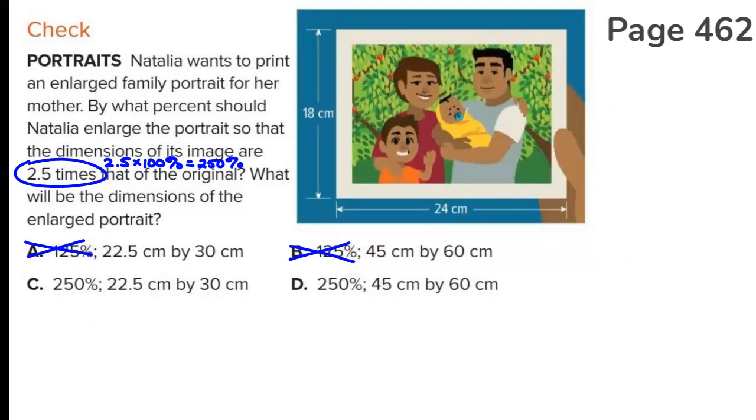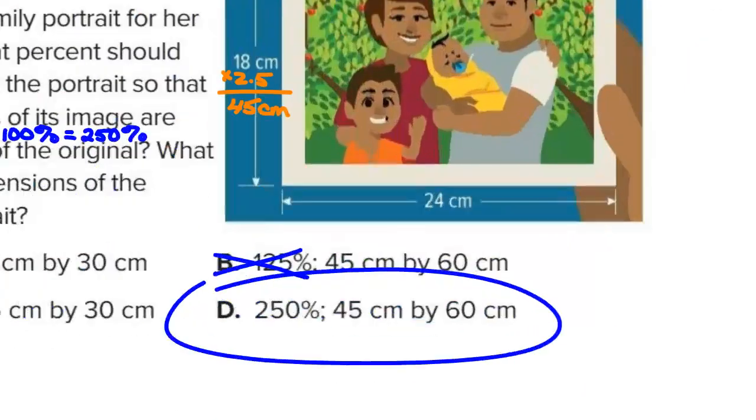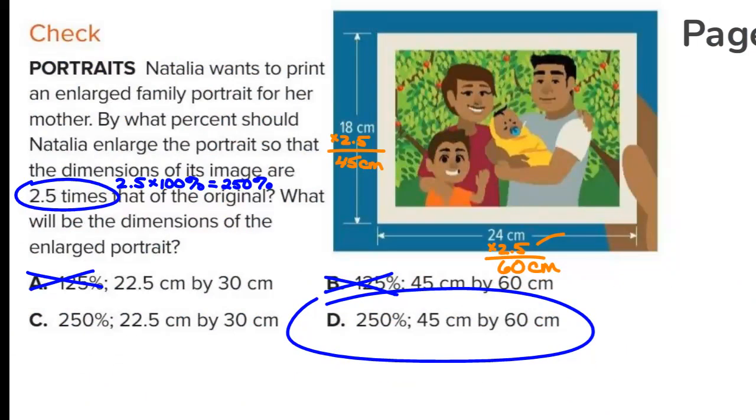But then we still need to figure out whether it's 22.5 centimeters by 30 centimeters or 45 by 60. Which one of those is correct? D, 45 by 60. 18 times 2.5 gives us 45 centimeters. And 24 times 2.5 gives us 60 centimeters. Nice work.